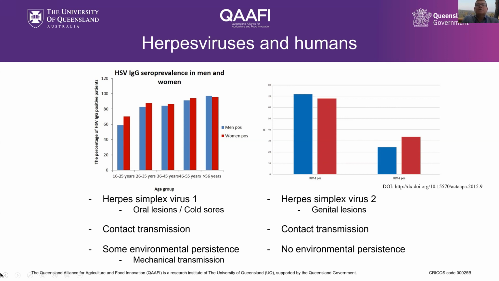Simplex virus 1 and 2 are quite closely related genetically and antigenically, but they have very different clinical distributions. Herpes virus 1, or cold sore virus, is generally transmitted by close contact, and so that might be between parents and children. It is also a little bit more stable in the environment than HSV2. As a consequence, there is some environmental persistence and mechanical transmission. In some contrast, HSV2 is much more unstable in the environment, and that's probably why it's more commonly associated with sexual transmission. But I guess that distinction can switch around as well.